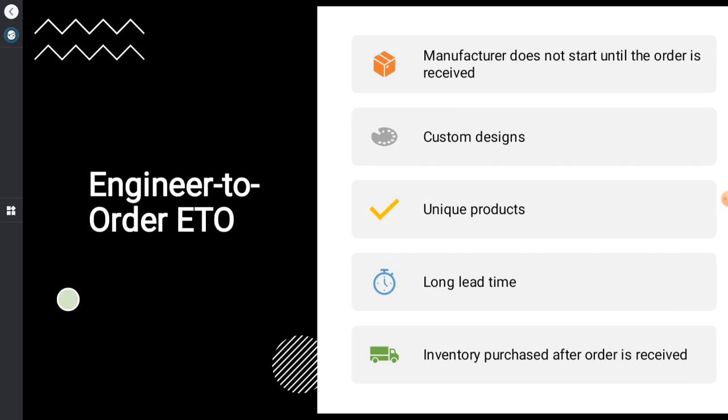So now let's start by explaining the first strategy, engineer to order. Here the manufacturer doesn't start until the order is received. Why? Because the order usually needs a high level of involvement in the design from the customers. So we need to listen first to the requirements and maybe the dreams of our customers, and then we start to design the product or the service accordingly. So it's something unique, customized, a special order for our customers.